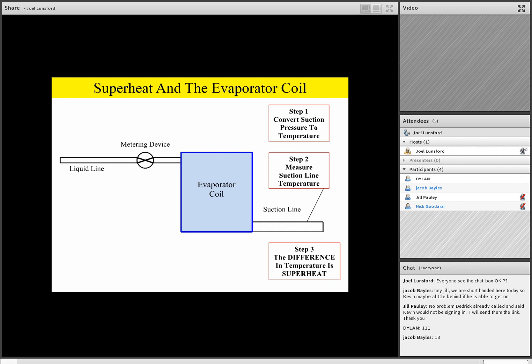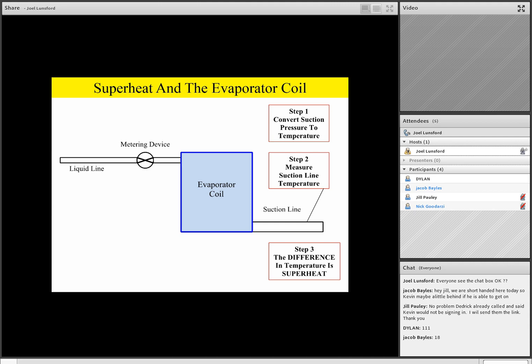So one more time, we convert suction pressure to temperature. Step number 1. Step number 2, we clamp onto the suction line and we measure the temperature of the suction line. Step number 3, we find the difference in those temperatures, and the difference will be our superheat level.